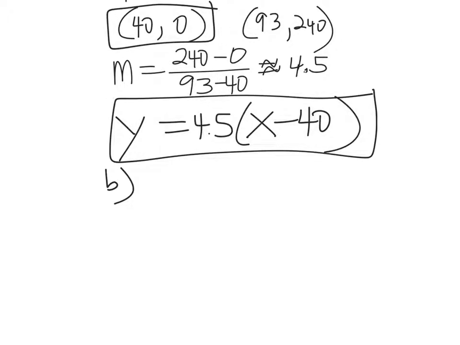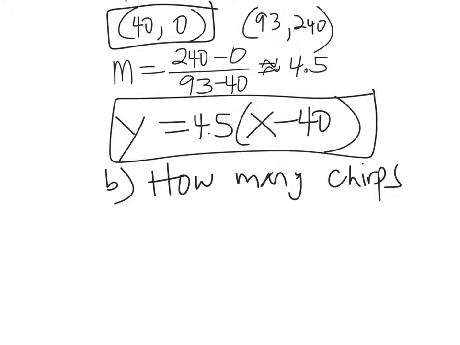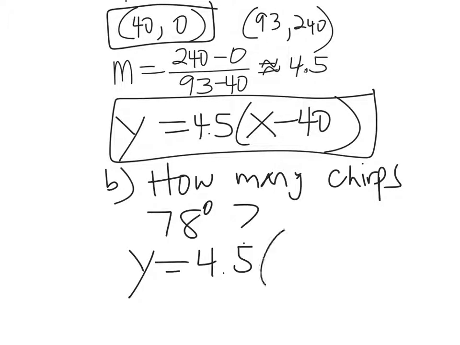What's the temperature outside right now? 78? Okay, let's go with that. How many chirps would the cricket be making right now when it's 78 degrees outside? Okay, so let's plug it in. 78 goes in for what, X or Y? Which one's temperature? X is temperature. So y equals 4.5 times 78 minus 40.